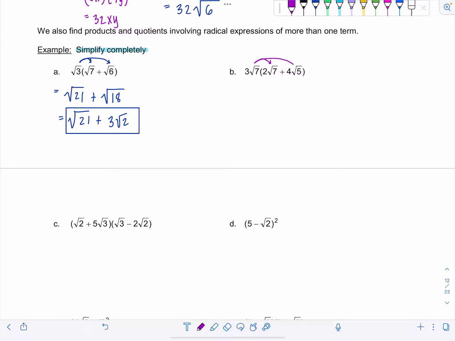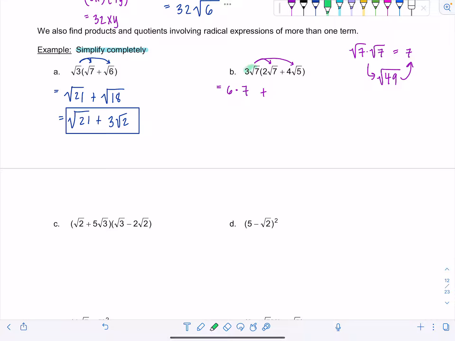Ever so barely trickier. 3 rad 7 times the quantity 2 rad 7 plus 4 rad 5. So we're going to distribute, okay? 3 rad 7 times 2 rad 7. So you're going to do 3 times 2, that's 6. Rad 7 times rad 7. Remember when we were rationalizing denominators? That would just give us 7. If you forgot why, it's because you have rad 49, which simplifies to 7, right? So 3 rad 7 times 2 rad 7 is just 6 times 7.